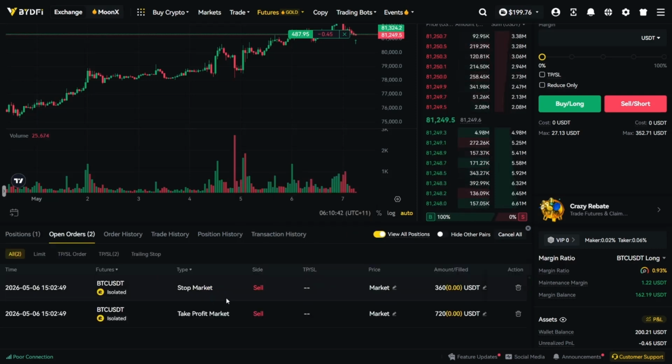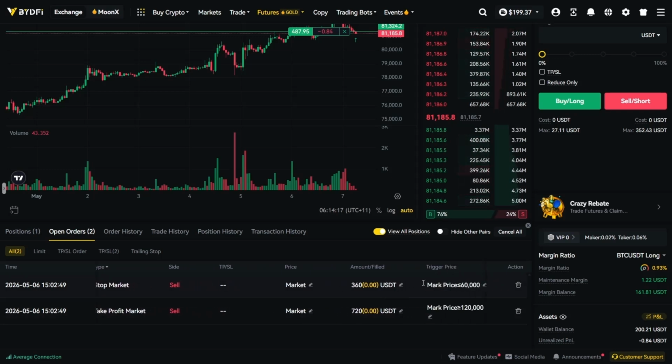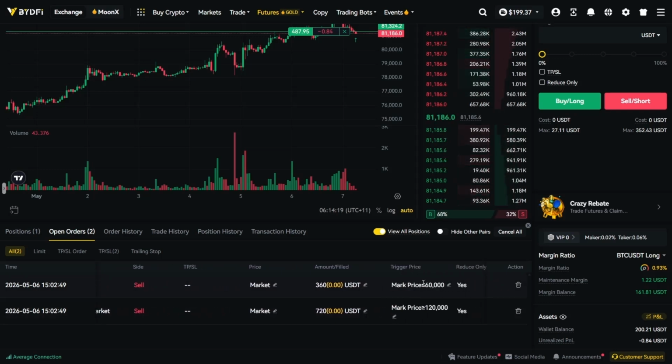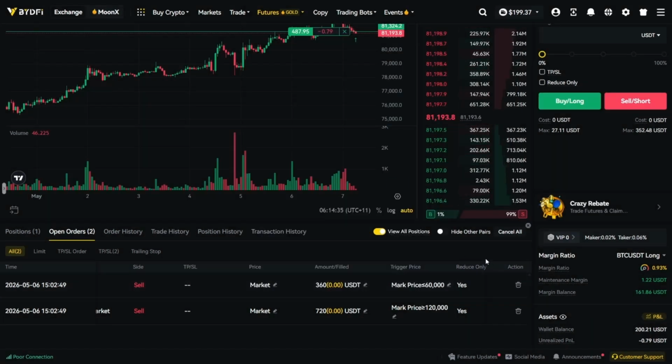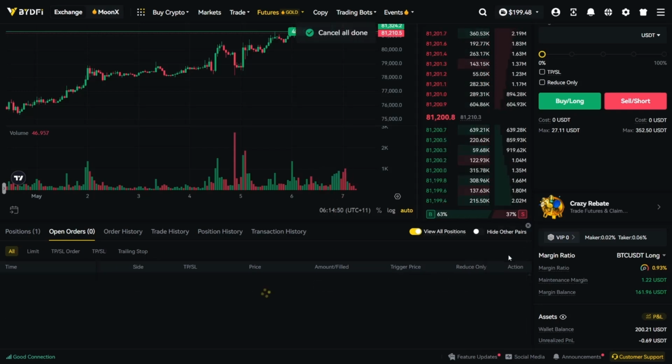Under open orders is where we can manage our open orders like our take profit and stop loss. This is where we can edit our take profit and stop loss orders. We can change things like the price, amount, and the trigger price. We would just click on this icon here and be able to change things. This is also where we can cancel our order. We can cancel them individually, or we can click on cancel all.